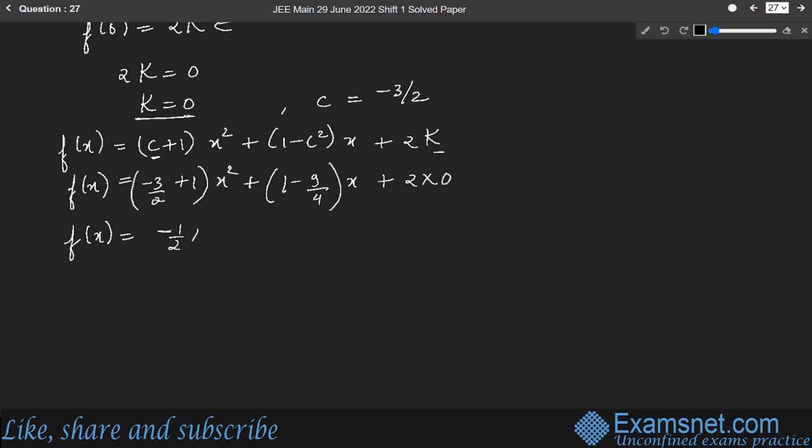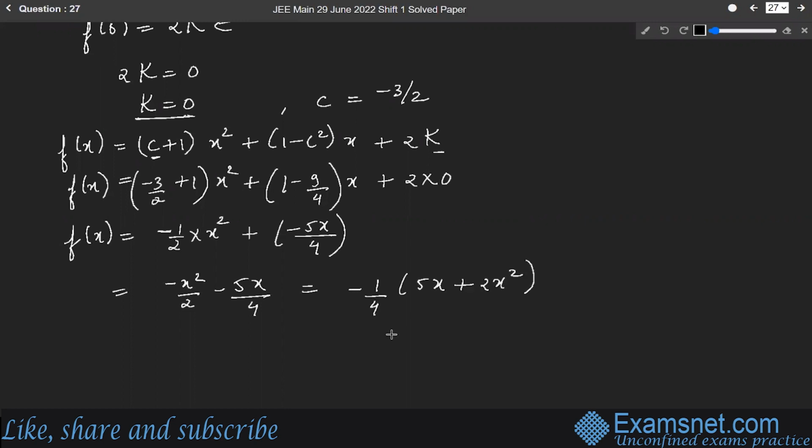So minus 1 by 2 into x square plus (1 minus 9 by 4) into x, so it is minus of 5x upon 4. So here you can see that it will be minus of x square upon 2 minus 5x upon 4. So it will be equal to minus of 1 by 4 into (5x plus 2x square). What we have done is we have taken 1 by 4 common, so the remaining terms will be 5x plus 2x square. So this is the exact value of f of x: f of x is equal to minus 1 by 4 into (5x plus 2x square).